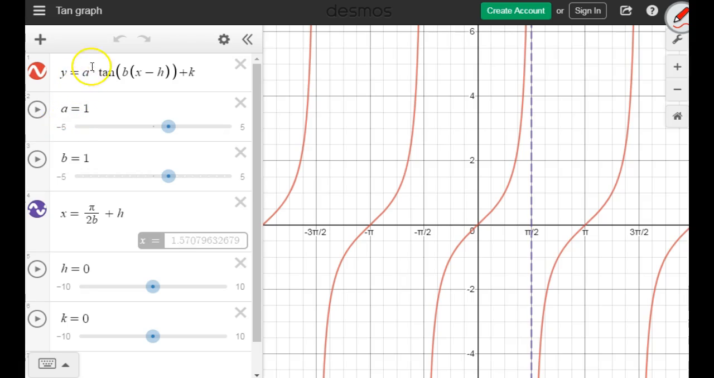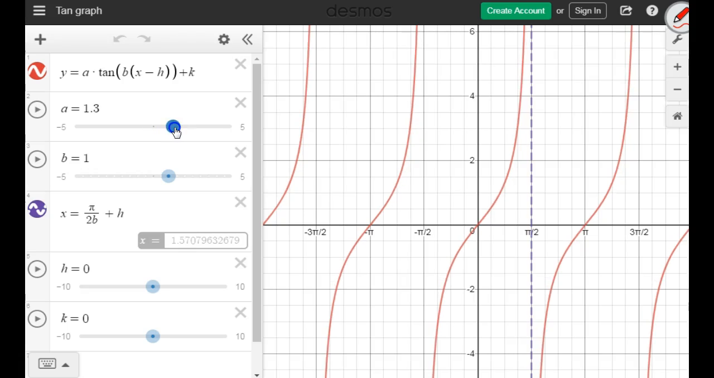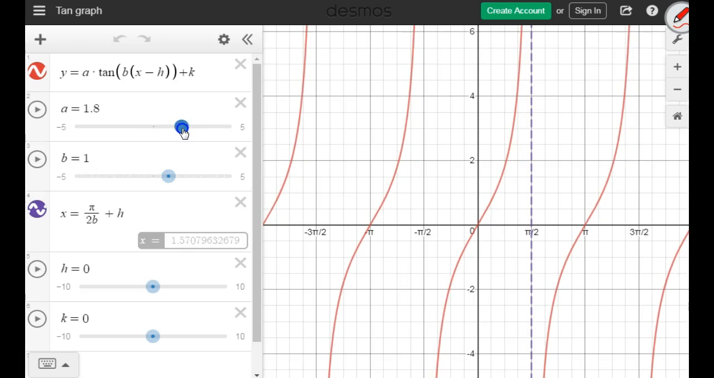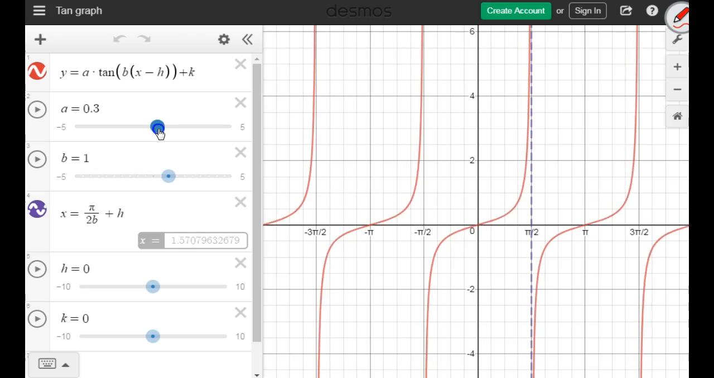So A is not really called amplitude anymore, guys, because the definition of amplitude was max minus min divided by 2. Is there a max or a min here? No. But you can put a number out front. All it does is vertically stretch it. Look what happens. It just goes up faster, okay? Or doesn't go up faster if you put something less than 1 in.